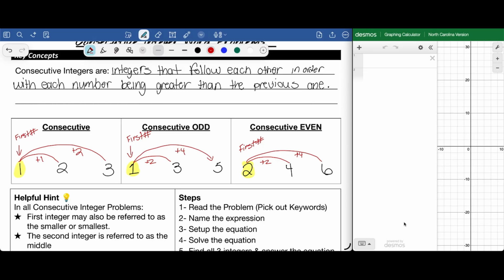So when we read these problems, if they just say consecutive, we're increasing from the first number we get to the next number and to the third number by one, so it'd be like one, two. But when we look at consecutive odd and consecutive even, they're increasing by two and four. Okay. So you always get your first number, then you use your first number to get to your next two numbers. When we look at the examples and the steps, we'll actually see how we get all three numbers, and we'll go from there.